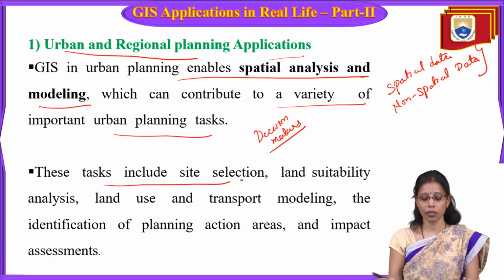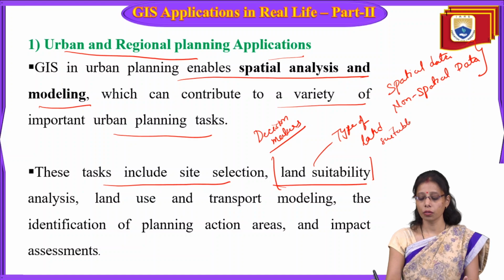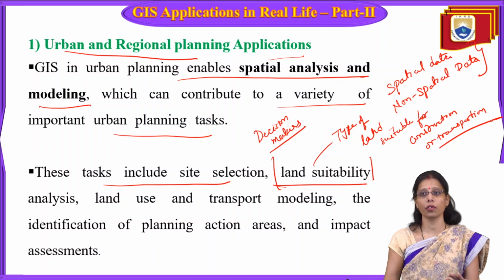These tasks include site selection and land suitability. This is very important. Land suitability means the type of land suitable for construction or transportation, based on our requirement, which type of construction we are going to do. So land suitability analysis, land use and transport modeling, the identification of planning action areas, and impact assessments can be done with the help of the GIS process.